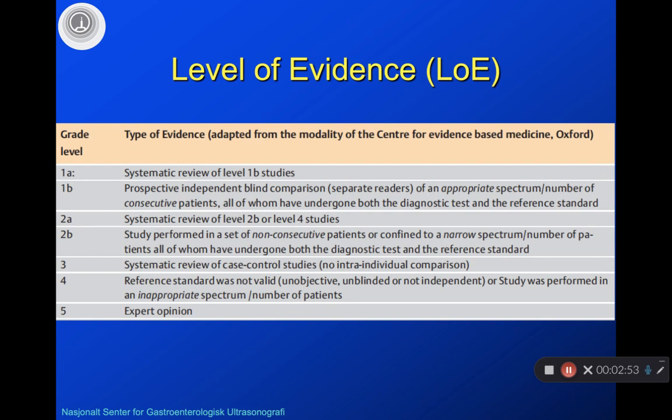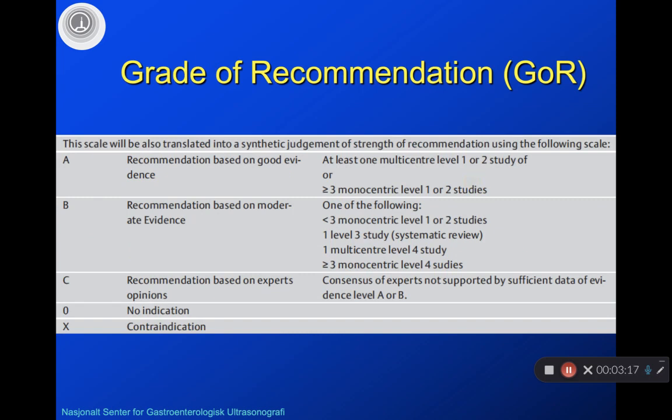Based on level of evidence, we try to characterize the various levels using the Oxford Centre for Evidence-Based Medicine scheme for grading of level of evidence. These can be graded from 1A, which is systematic reviews of high-quality 1B studies, and further down to 5, which is expert opinion. The grade of recommendation can also be characterized as A, B, C, 0 and X, where A is the best one, based on good evidence, C is based on expert opinion, and X is when it is contraindicated.